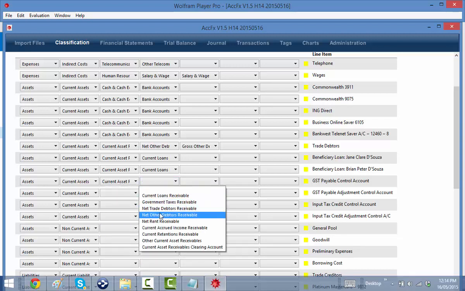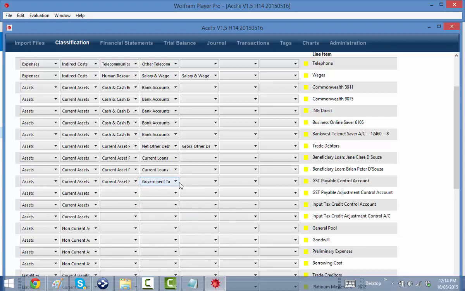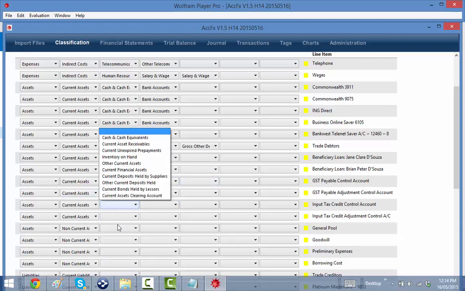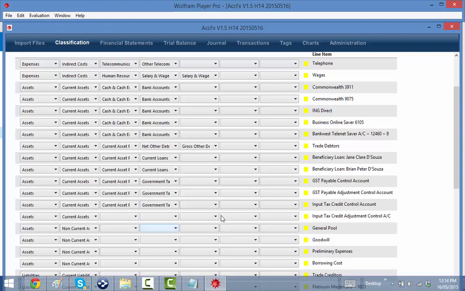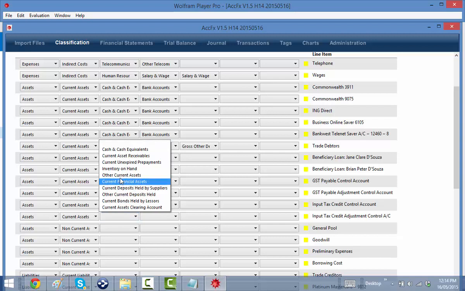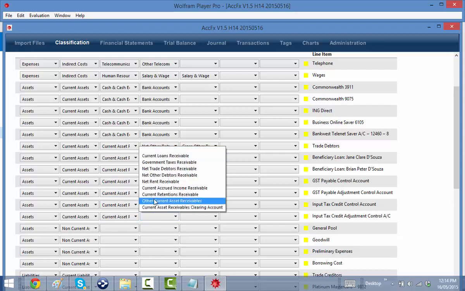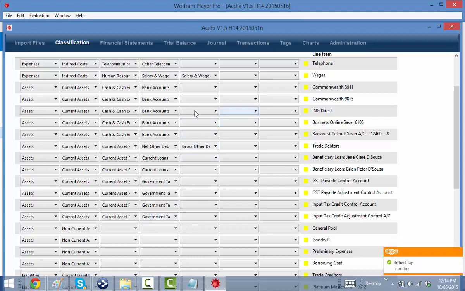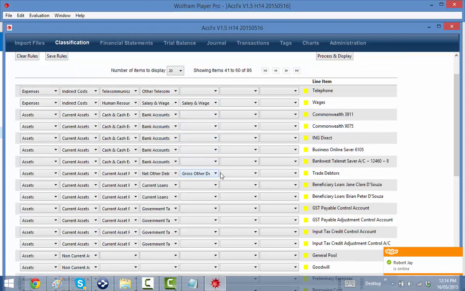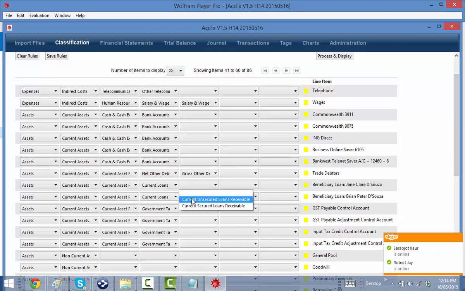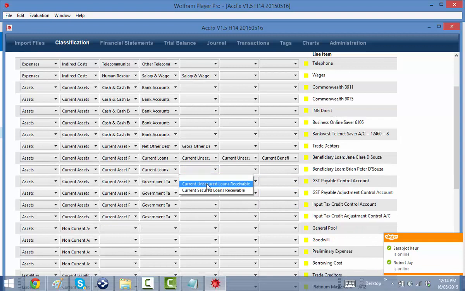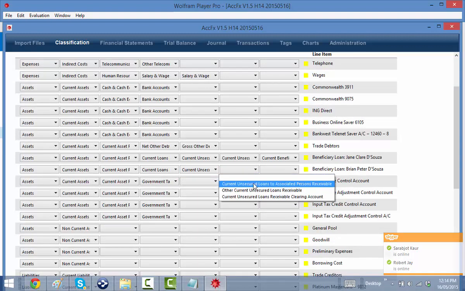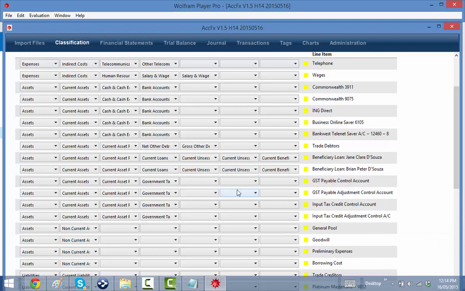Current asset receivables, government taxes receivable, current asset receivable, government taxes, current asset receivable, government taxes receivable. Okay, so we know that we've got to just make sure that you sorted out all those. Trade debtors, the beneficiary, current unsecured loans to the related parties and their beneficiaries. Current unsecured loans to associated persons, and we know that they're beneficiaries.